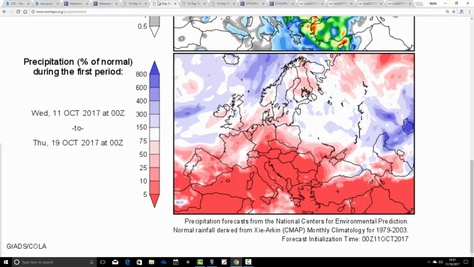British Isles is included. Precipitation anomalies are looking like this from the 11th to 19th of October. Most parts of Europe are coming out significantly drier than average. Notice the north of the UK is turning a bit wetter than average. Expect these to trend wetter in the coming days.